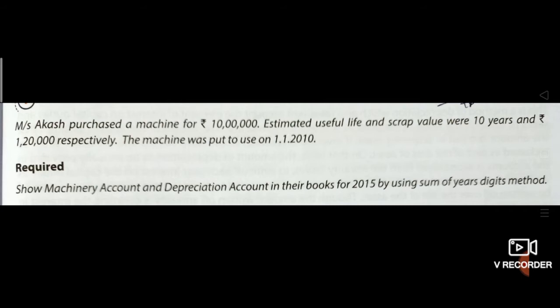So let's start now. First we will calculate depreciation and first we have to calculate also the written down value of that machine at the beginning of the year 2015. Let's start.